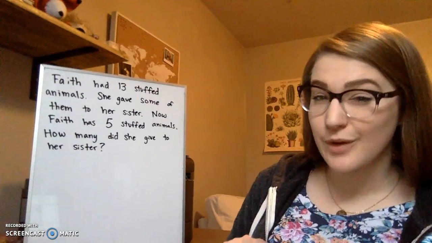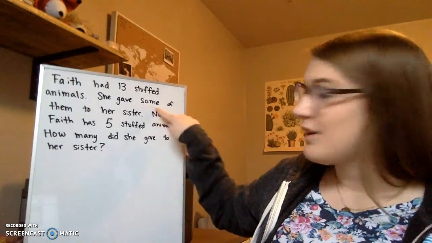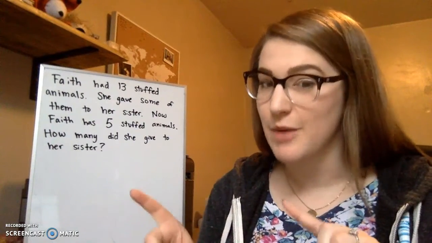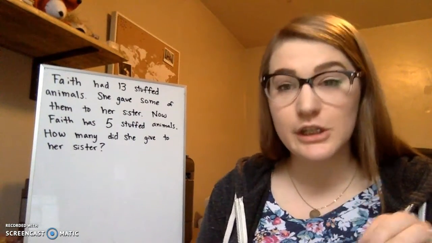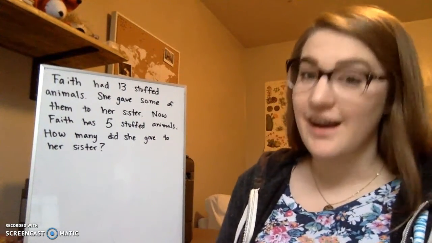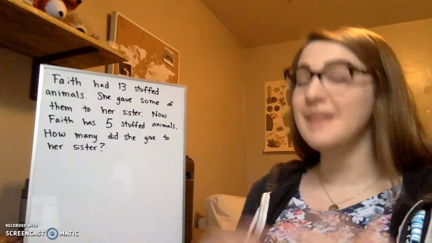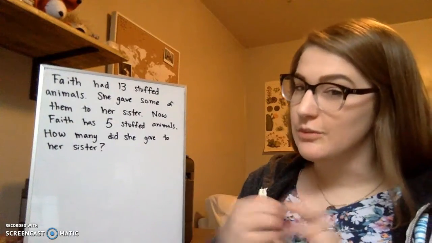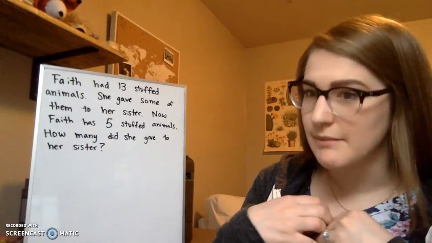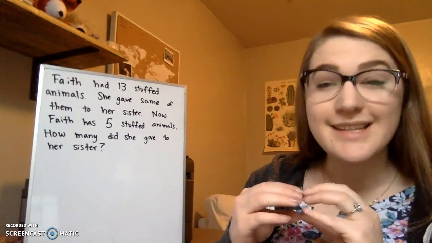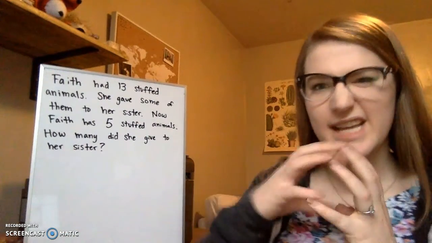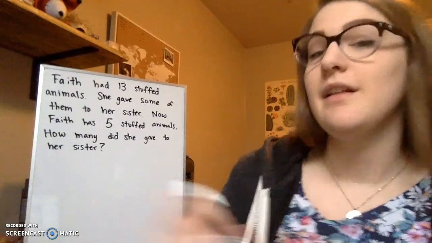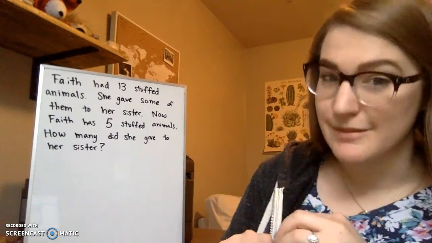So the first key word that I see is this word some. So remember when I said that some is a clue of what kind of problem it would be? So some is a clue that this is an unknown add-in problem, but it sounds like it's not an add to problem because she's not getting more of something. It seems to me like this is a takeaway problem because she's taken some of those stuffed animals away and giving them to her sister.